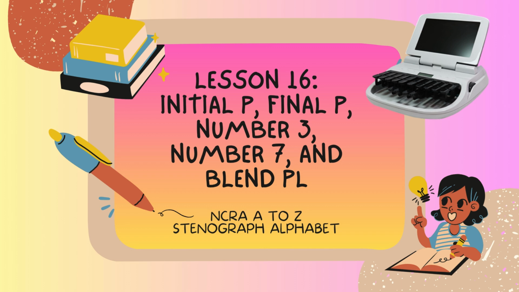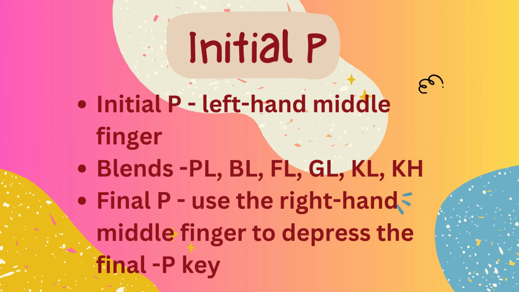In this video, we will be learning about Lesson 16, Initial P, Final P, Number 3, Number 7, and Blend PL. Are you ready? Let's start! First, we have here Initial P. In order for us to write Initial P, we are going to use our left hand middle finger. So we depress the initial P using our left hand middle finger. So that's found on the initial side of the keyboard.